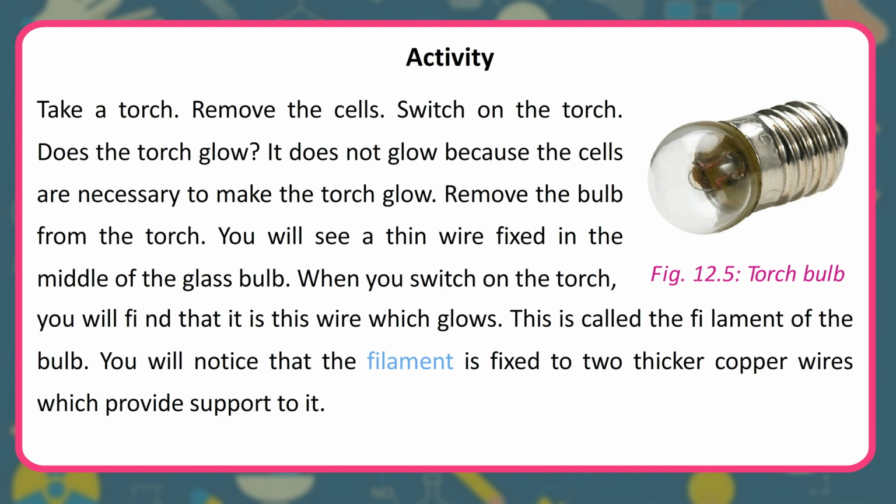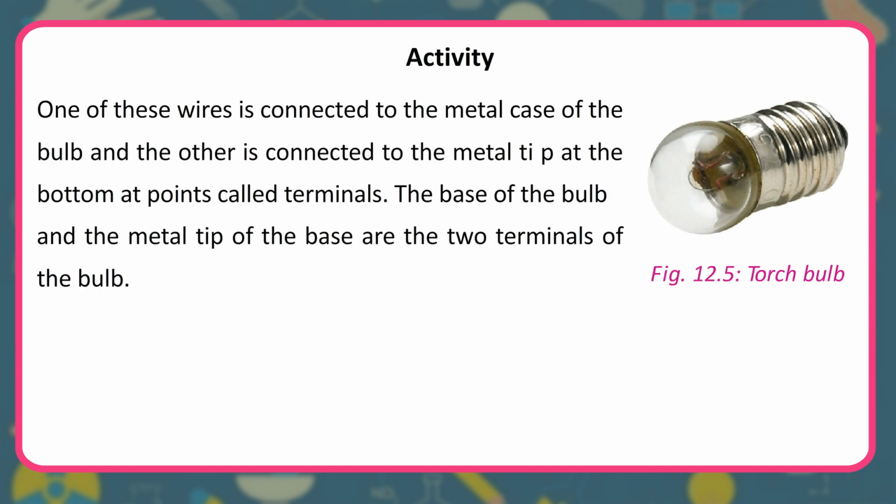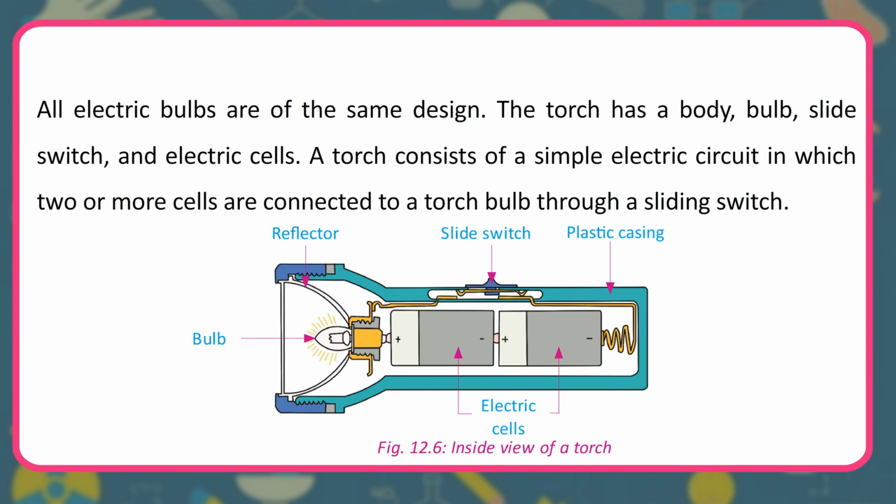You will notice that the filament is fixed to 2 thicker copper wires which provide support to it. One of these wires is connected to the metal case of the bulb and the other is connected to the metal tip at the bottom, at points called terminals. The base of the bulb and the metal tip of the base are the 2 terminals of the bulb. All electric bulbs are of the same design. The torch has a body, bulb, slide switch, and electric cells.